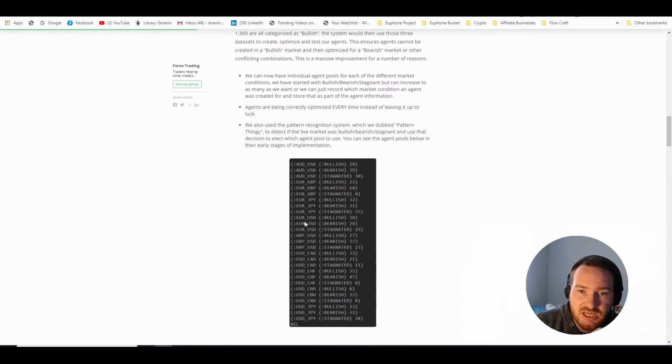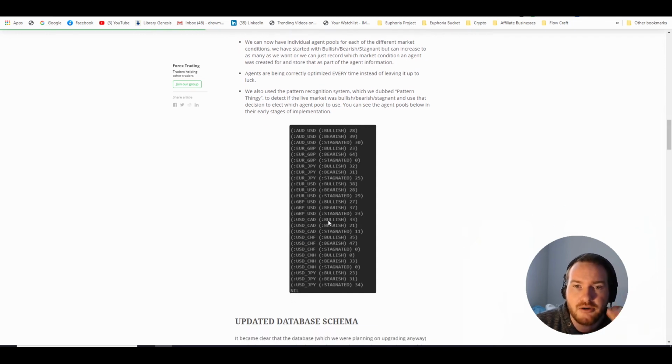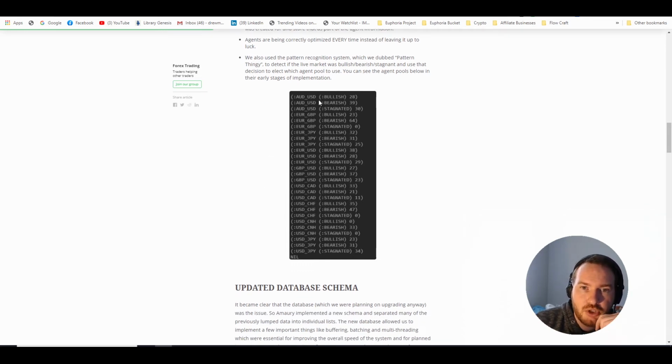So there's a couple of bullet points here. I think I've probably covered off all of them, but this image here is what it looks like now. Well, in the early stages, with the number of agents, this was an image that showed we have the AUD USD, bullish, bearish, stagnant. So the three different data sets there, or three different agent pools, I should say, and agents are getting added to them as the current system is working. It is testing the live market. It is using the same pattern recognition system to try and identify what the current market is, and then it is doing this optimization process and creating agents after it's tested the market.